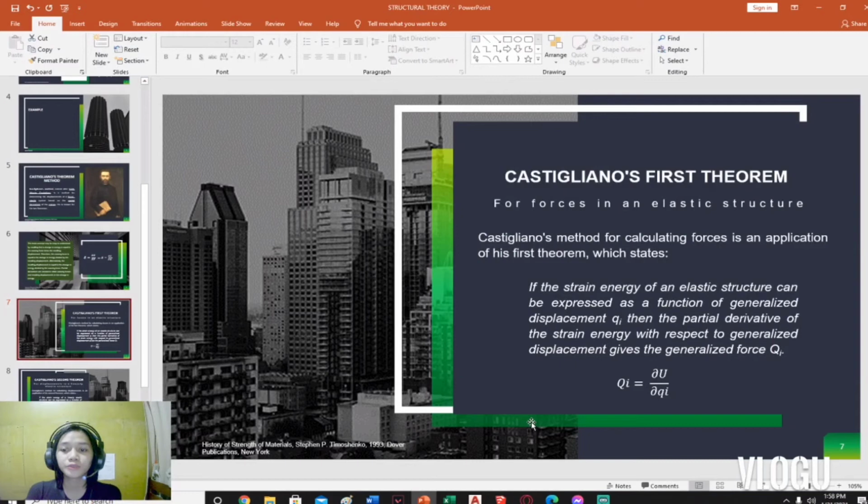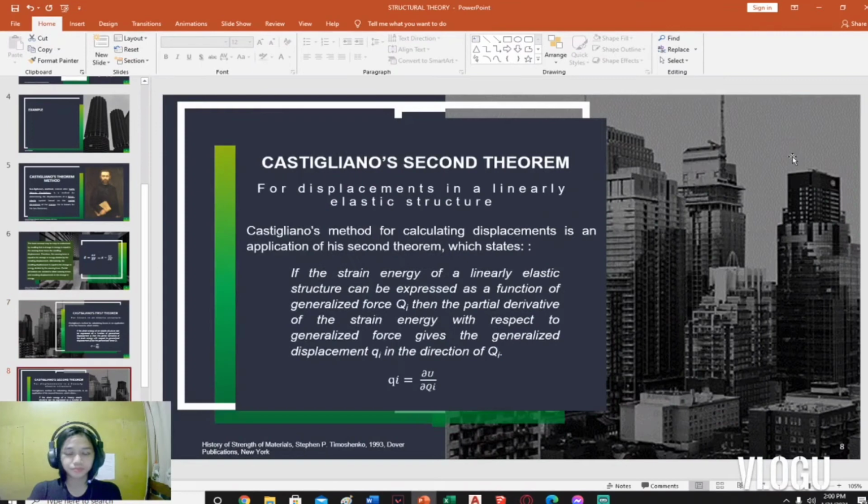Castigliano's first theorem is for forces in elastic structure. It is a method for calculating forces. In application for his first theorem, which states, if the strain energy of an elastic structure can be expressed as a function of generalized displacement, then the partial derivative of the strain energy with respect to generalized displacement gives the generalized force. So this is its formula.